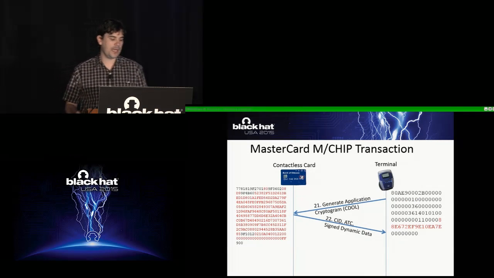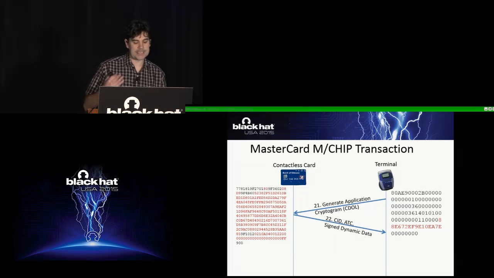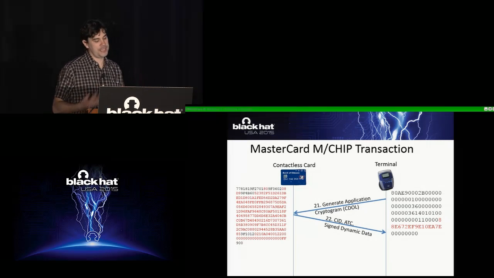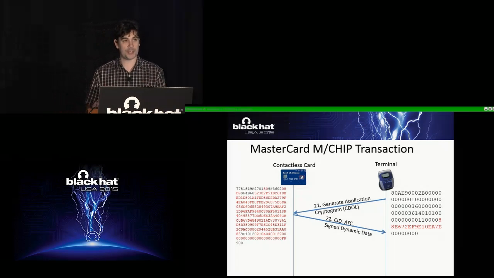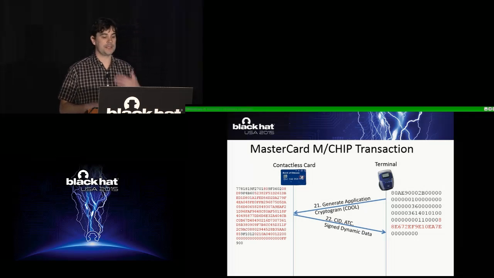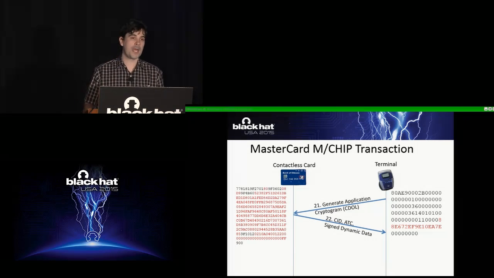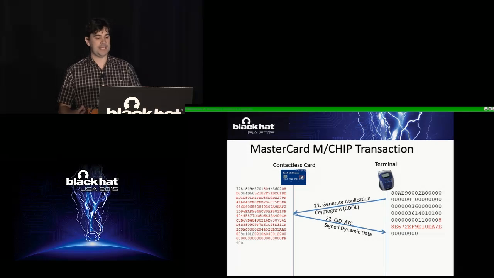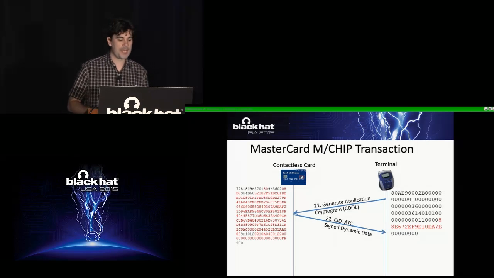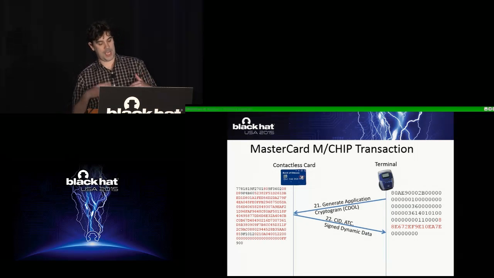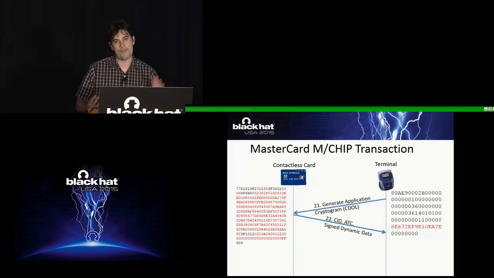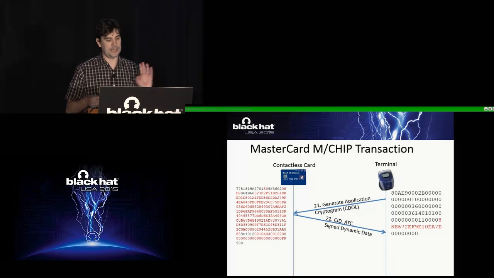So the final thing with an M-chip transaction is that you generate an application cryptogram. The application cryptogram is a signature performed by the ICC private key and sent to the terminal for each transaction. The idea behind this is to ensure that you've got a dynamic signature on the data sent from the card and ensure that the transaction amounts, currencies, and the application transaction counter are all signed in a transaction.